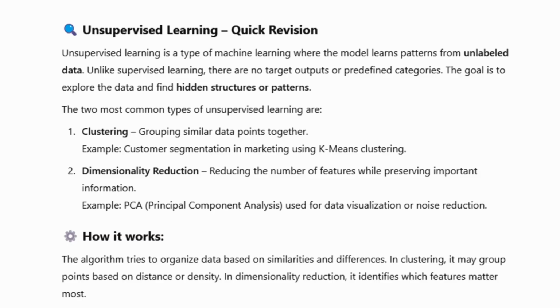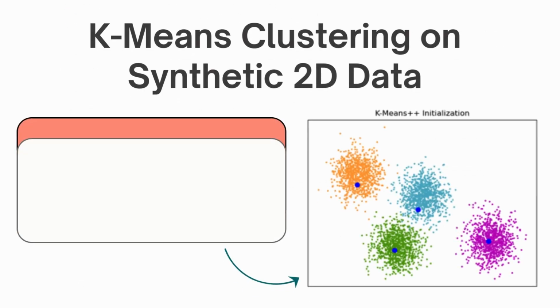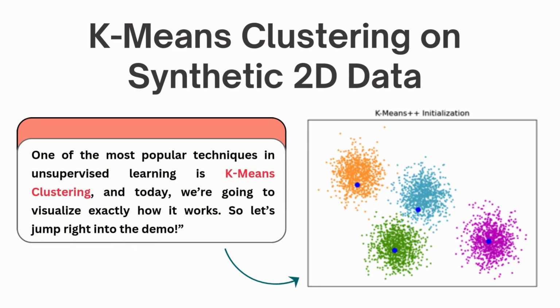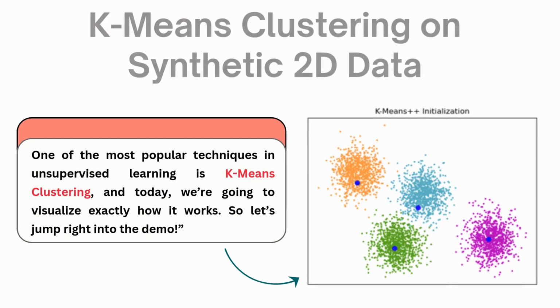How it works: the algorithm tries to organize data based on similarities and differences. In clustering, it may group points based on distance and density. In dimensionality reduction, it identifies which features matter most. K-means clustering on synthetic 2D data. One of the most popular techniques in unsupervised learning is K-means clustering, and today we are going to visualize exactly how it works. So let's jump right into the demo.